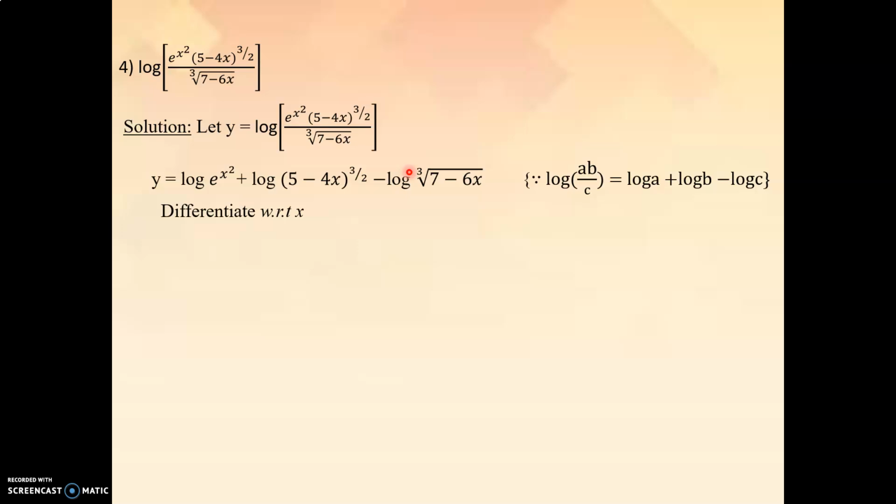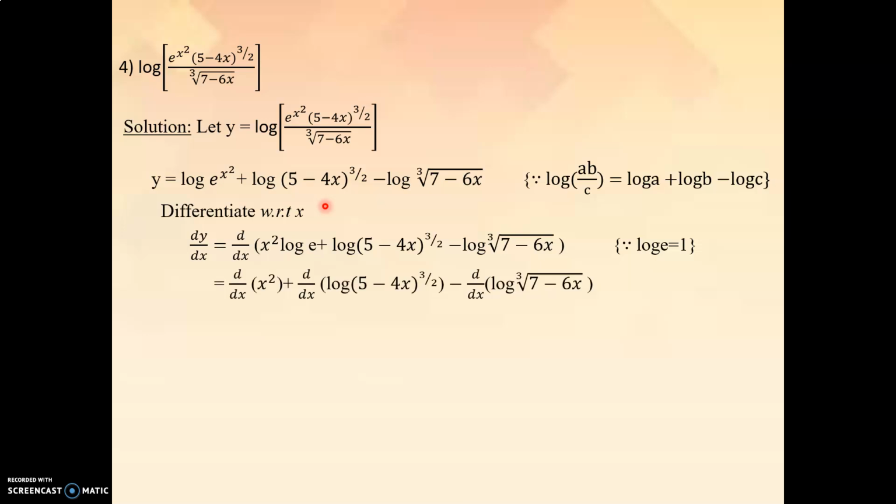Differentiating with respect to x. So the derivative of the whole function: since log e raised to x square is given, logarithmic and exponential functions are involved. So x square log e, you can write it here, and log e is 1. So the function will become x square. Now we'll take the derivative of each function.